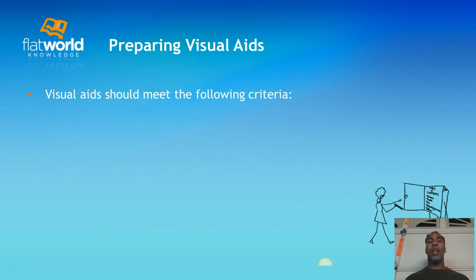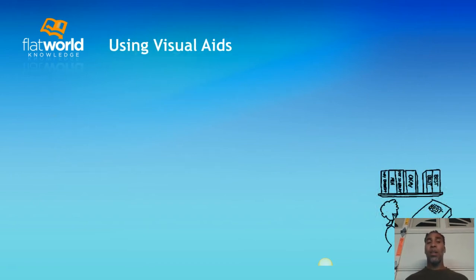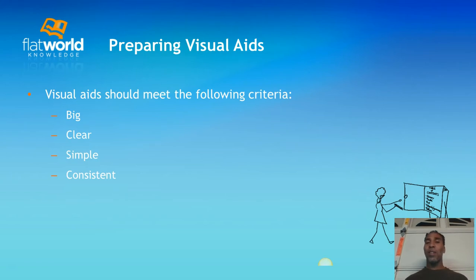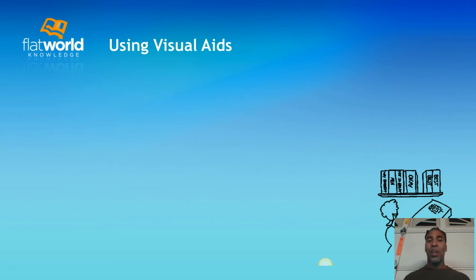So preparing visual aids, they should meet the following criteria. They should be big, right? Clear, simple, consistent, right? Big, clear, simple, consistent. That's what your visual aid should be. Big, clear, simple, and consistent.